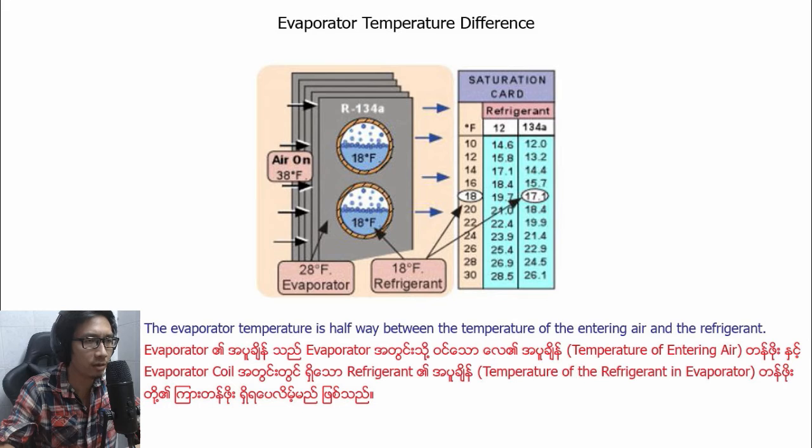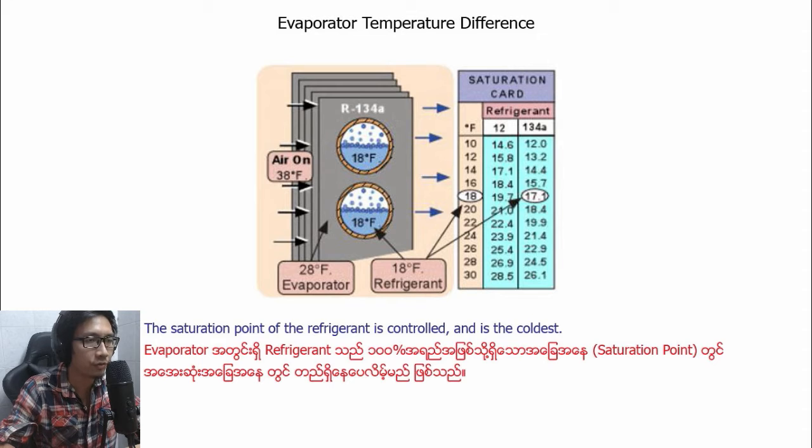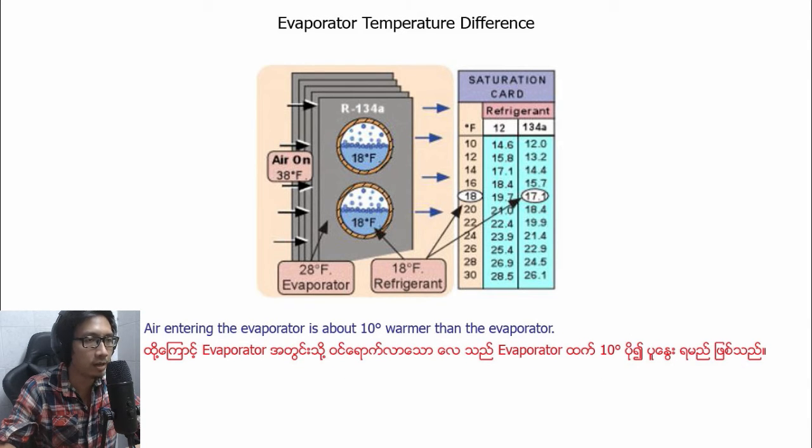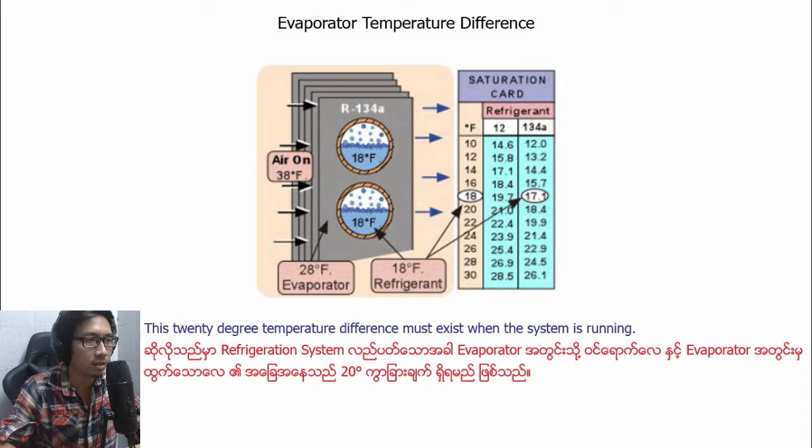The evaporator temperature is halfway between the temperature of the entering air and the refrigerant. The saturation point of the refrigerant is controlled and is the coolest. The evaporator metal fin and tubing are about 10 degrees warmer than the refrigerant. Air entering the evaporator is about 10 degrees warmer than the evaporator. This 20 degree temperature difference must exist when the system is running.